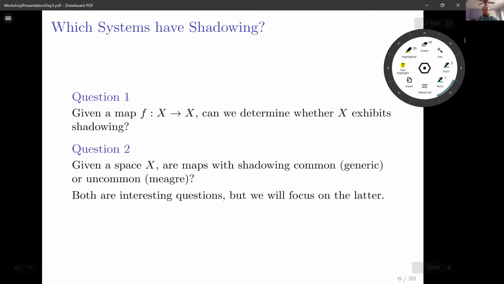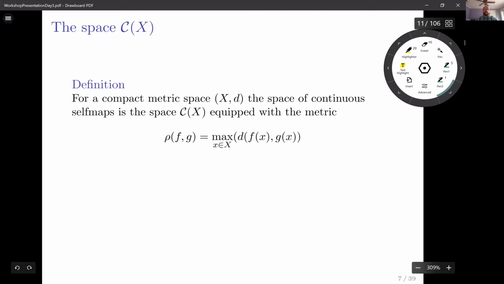So we're going to focus on question 2. Let's define what we mean by the topology on the space of continuous functions.